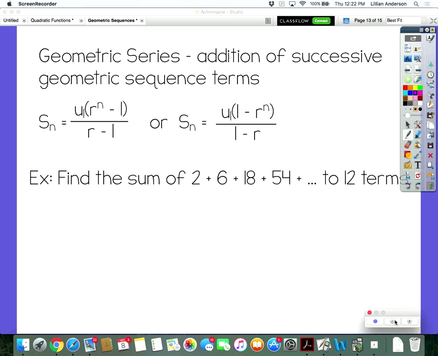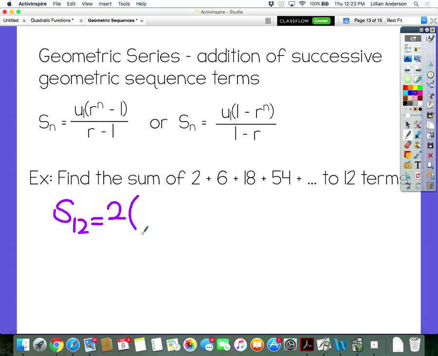Alright, so here we go. We're trying to find the sum of 2 plus 6 plus 18 plus 54 plus etc. to the 12 terms. So, what's n? 12. What's my first term? 2. What's my common ratio? 3. 3 to the 12 minus 1, all over 3 minus 1.